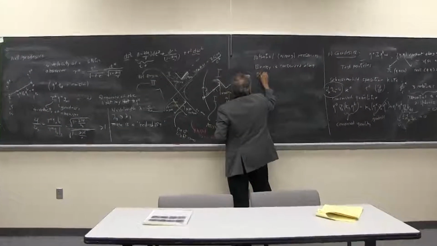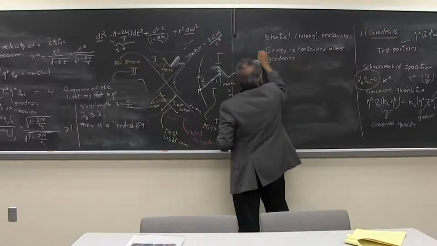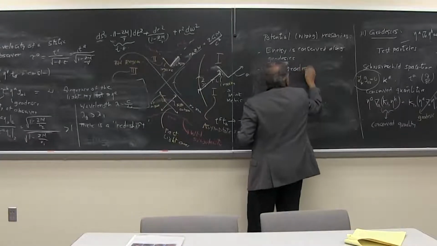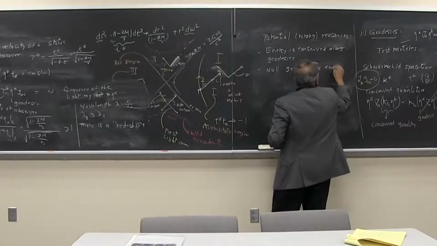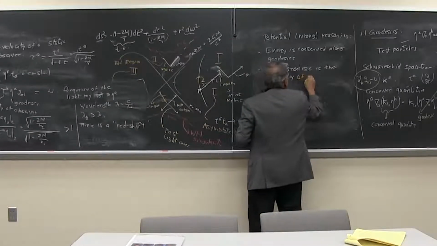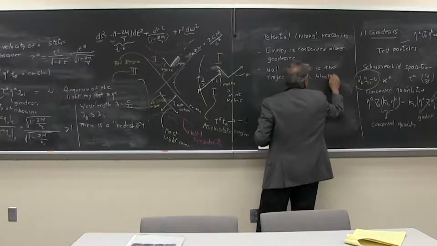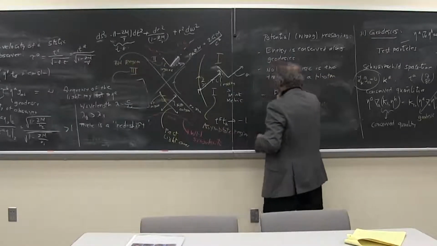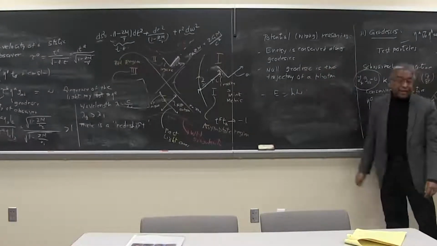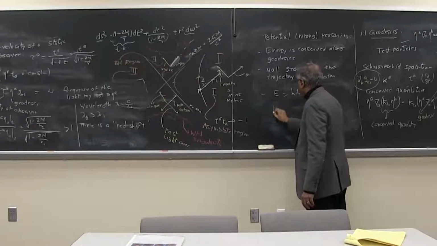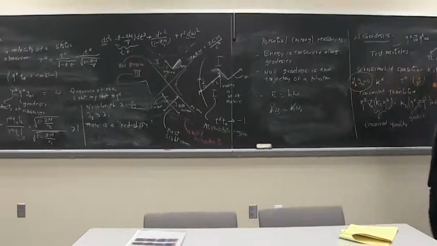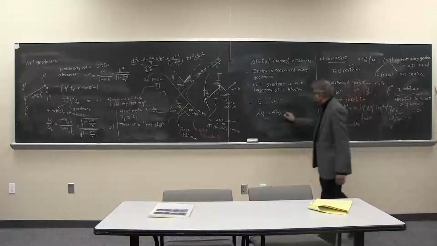Along geodesics. But null geodesics is a trajectory of a photon. And the energy of a photon is just h nu. Put these three things together, and you would obtain the result that h nu1 should be equal to h nu2. h is Planck's constant, and therefore nu1 should be equal to nu2.